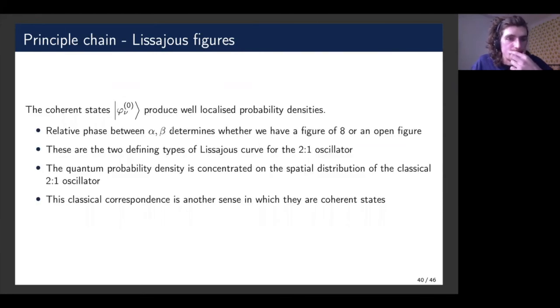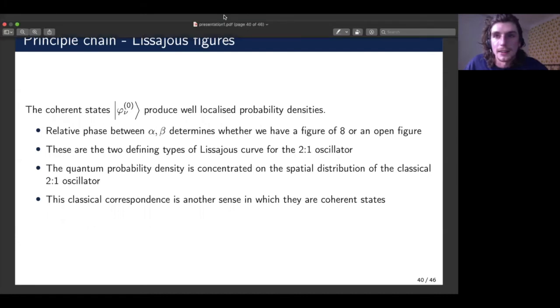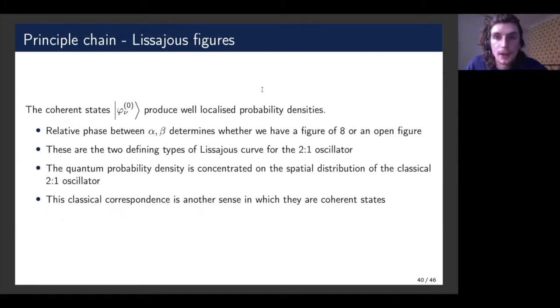Yeah, so it's just a recap of what I just said. The relative phase between alpha and beta determines whether we have a figure of eight or an open figure. And if we choose angles in between, it's somehow a combination of these. And then we recover the two defining types of Lissajous curve for the 2-1 oscillator, but in its quantum probability distribution. And yeah, so this is a sense in which they are coherent states.